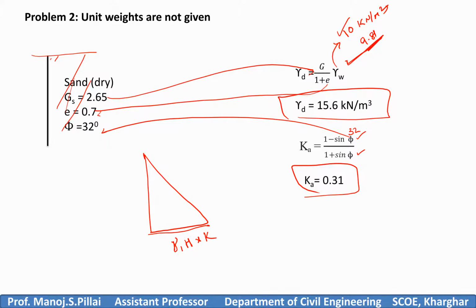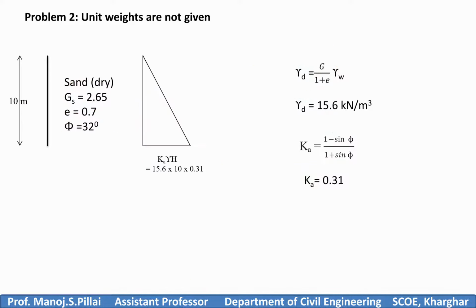So what gamma will you take? As it's dry, you will take 15.6 into, what H will you take? H is the total height. It's not given basically. In the next slide it would be given. Into some H that is given, you just remember it, and 0.31. You will get some value. Let's move to the next one.